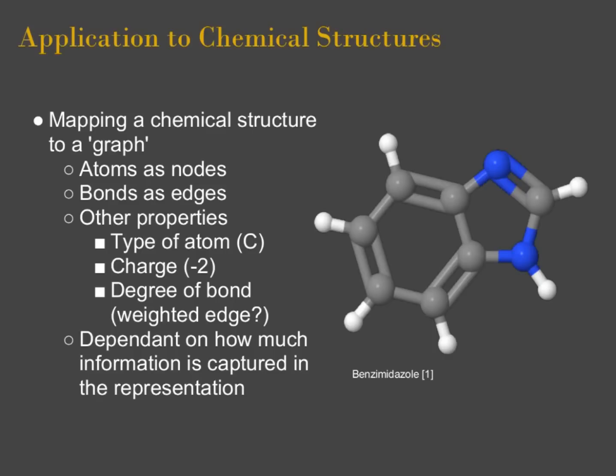There are definitely other properties that we could capture in a compound, say the type of atom, maybe it's carbon, hydrogen, or oxygen, or the charge, maybe the overall charge of something, or the degree of a bond. We could have a weighted edge in a graph that might indicate the degree of the bond. But really, the representation of a graph just depends on how much information we want to capture. So minimally, we're going to say the atoms are nodes and the bonds are edges. A graph is pretty boring if it doesn't have any nodes.